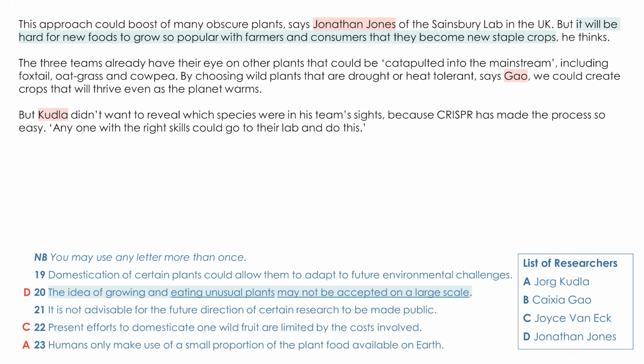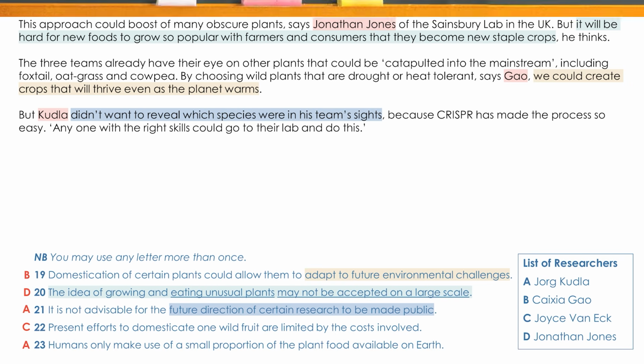Next, Gao says they could create crops that will thrive or grow really well even as the planet warms. Have a look at question 19. Domestication of certain plants could allow them to adapt to future environmental challenges when the planet warms. And finally, Kutha didn't want to reveal or say publicly which species were in his team's sights. The answer is 21A. It's not advisable for the future direction of certain research to be made public.